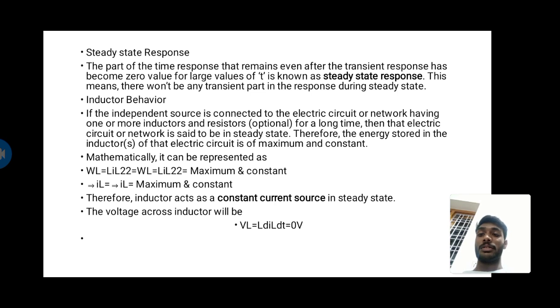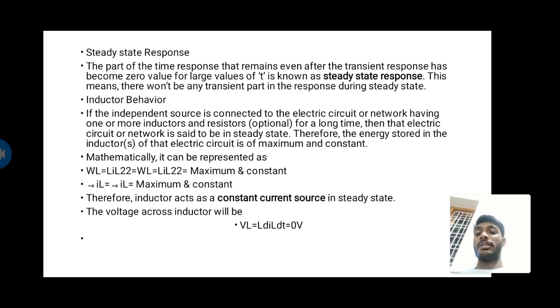Steady state response. The part of the time response that remains even after the transient response has become zero, for larger values of t, is known as the steady state response. This means there won't be any transient part in the response during steady state.